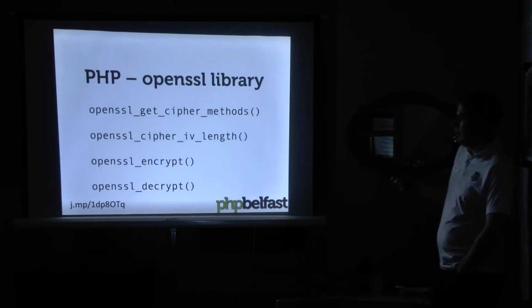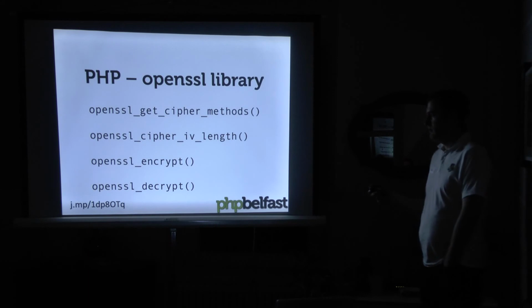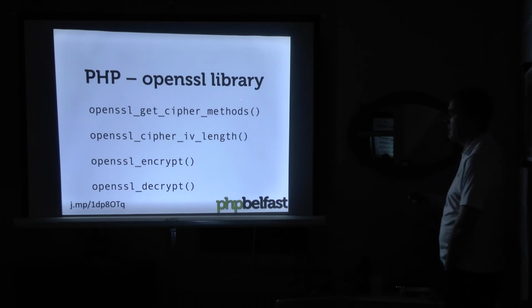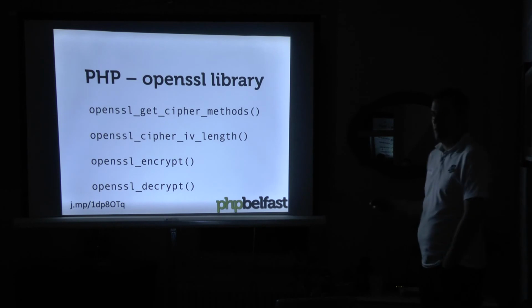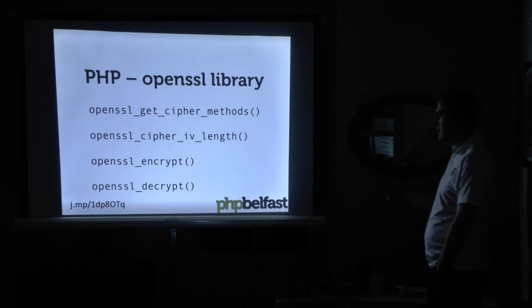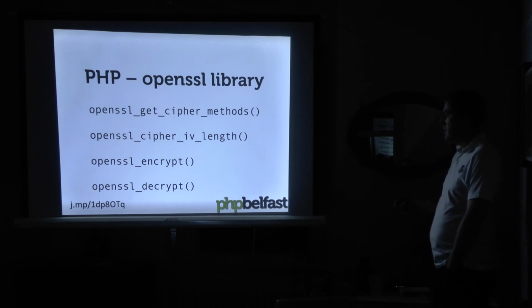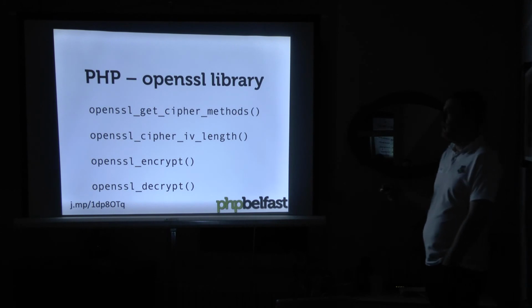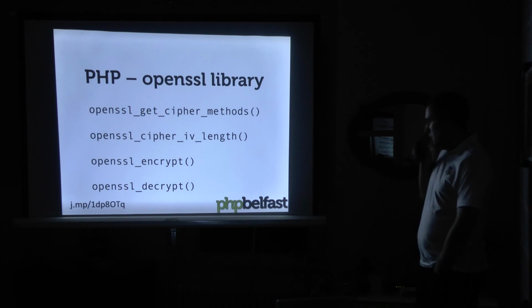The PHP OpenSSL library is one that a lot of people don't mention when you look at cryptography and hashing functions. The OpenSSL library is fantastic. There's an awful lot going on in there, probably a lot more than you'd ever need to look at. These are four of the functions that are probably most useful. Get cipher methods will tell you which algorithms are available to you on that particular computer or server.